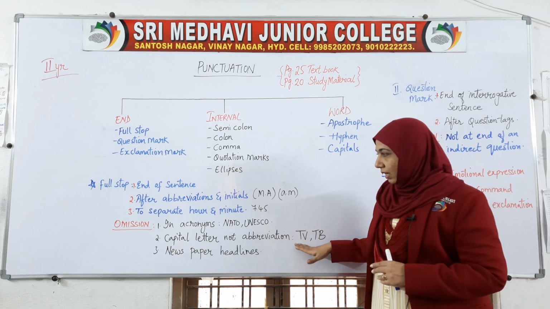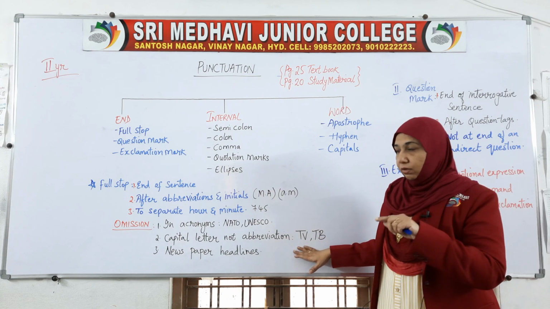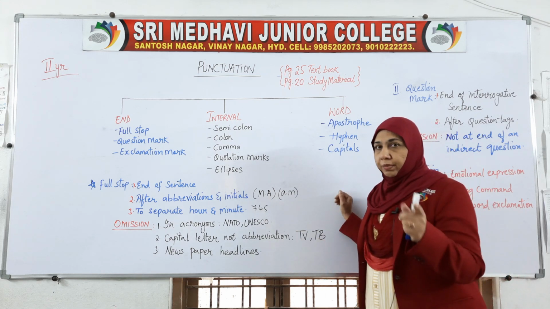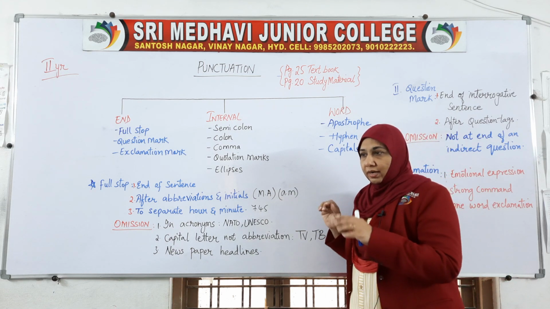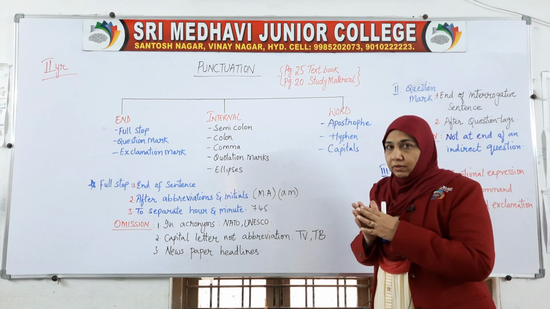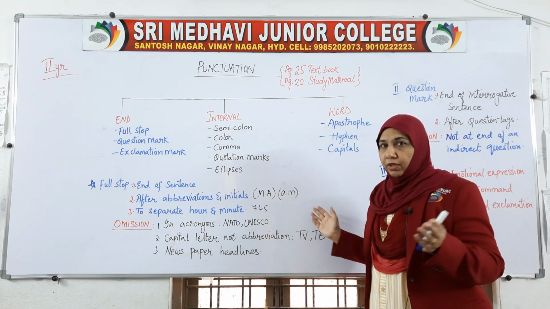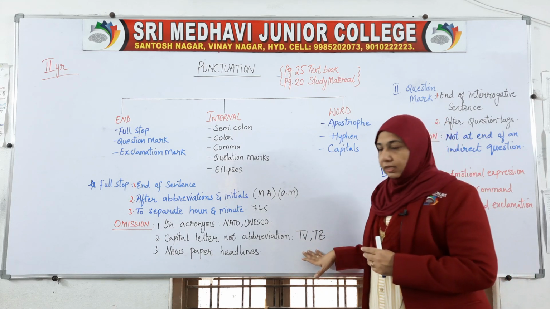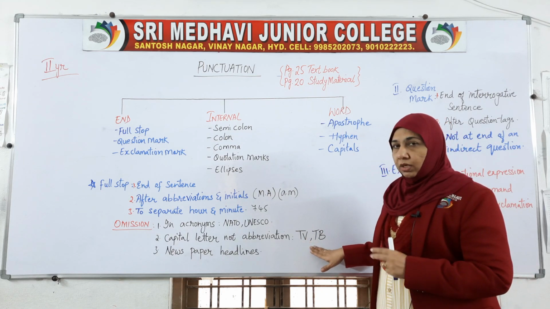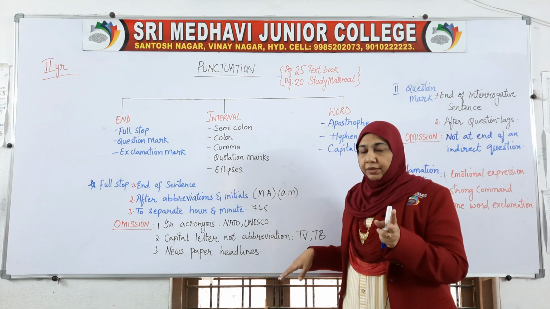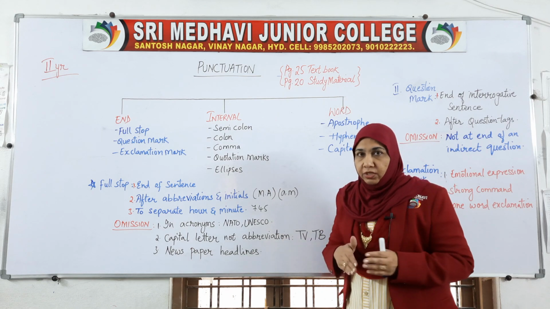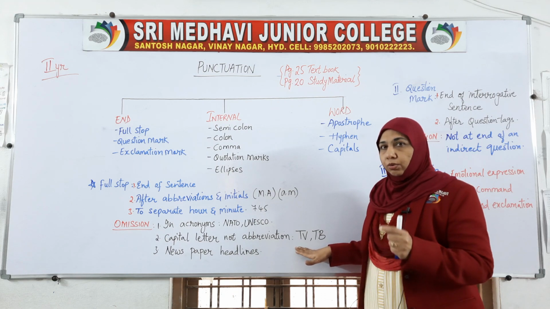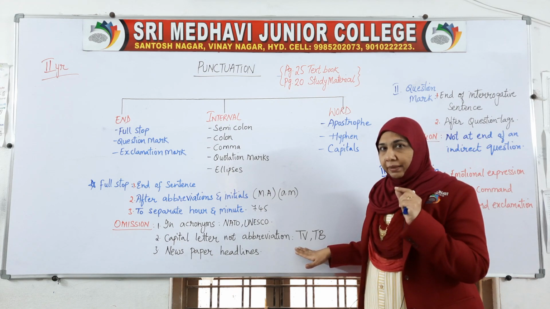So here these are capital letters where they are not abbreviations, like TB, tuberculosis. It is not a separate name, something from T and something from B. No, together they form the name of a disease. So where we are using both capital letters and they are not abbreviations of any expanded forms, then no full stop is to be kept in between.